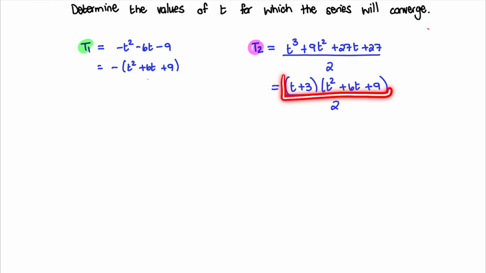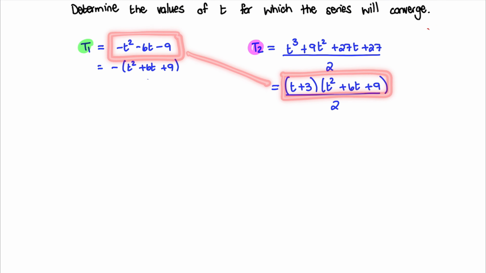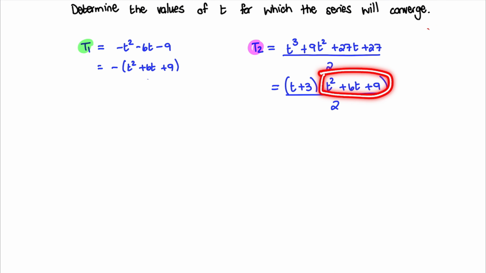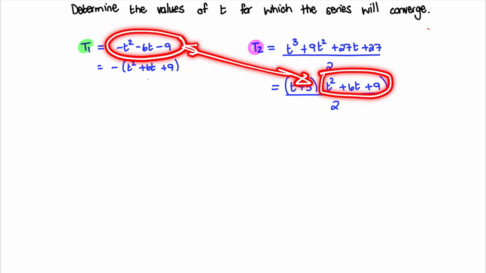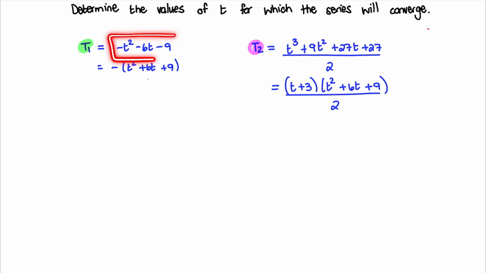But if I look at the second term and I look at the first term, I see that this set of brackets has similar qualities to term 1. The only difference is term 1 has different signs everywhere. So for term 1, I have factorized out a -1. And when I take out a -1, I have t squared plus 6t plus 9, which is also our set of brackets in term 2.